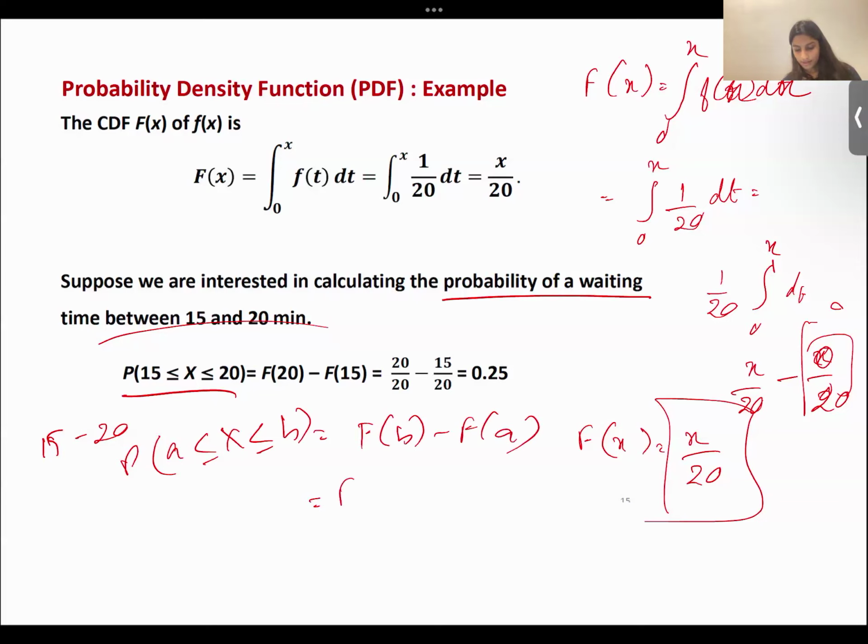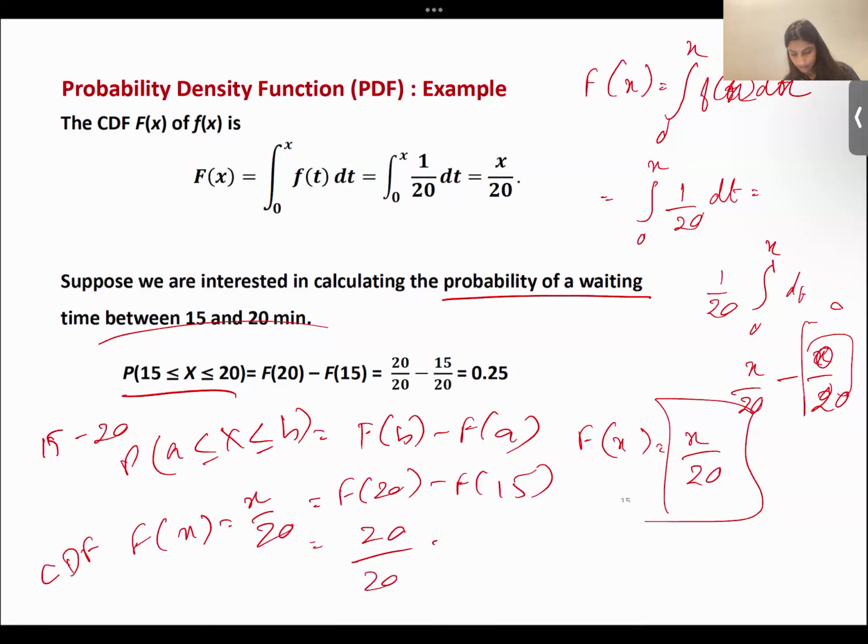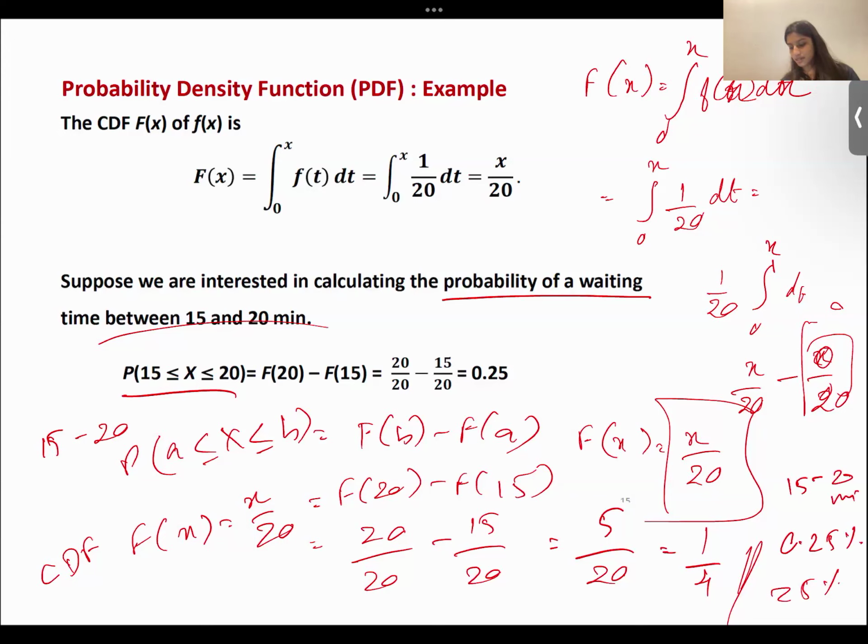So here, F(20) minus F(15). F(x) is the CDF, F(x) = x/20. So instead of x you apply 20 here, and here instead of x you apply 15. So 20 minus 15 is equal to 5/20, which is equal to 1/4. This is the probability: a 25% chance that your waiting time is 15 to 20 minutes.